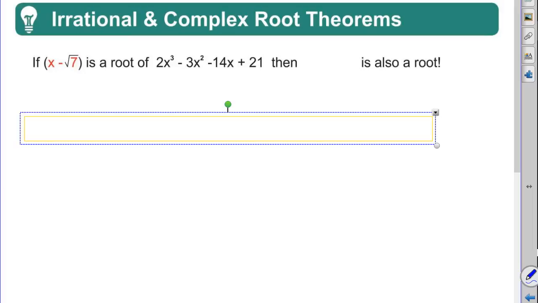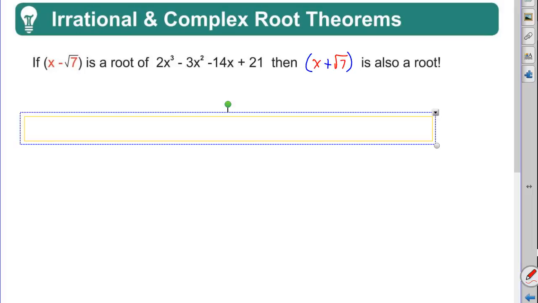So the first one is an irrational root. It's got a square root of 7, an irrational number. So we always know that if you get one, then you also get its conjugate. All right, so what is the conjugate? Well, they form a difference of two squares. So if the first had a negative in the middle, its conjugate is going to have a positive in the middle.